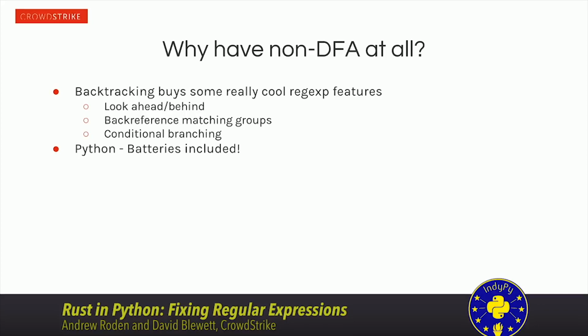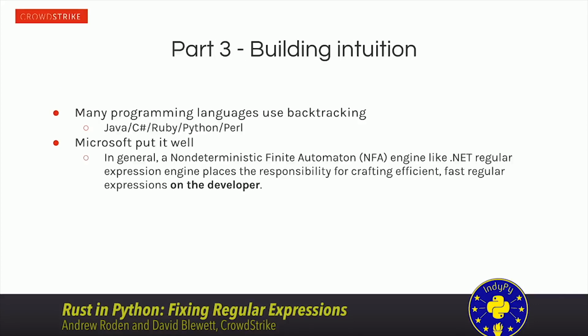This isn't new. This is like all programming languages, Java, C#, Ruby, etc. You get features like look ahead, look behind, back referencing, which is different than backtracking. Back referencing is the backslash number where you're referencing a previously defined group. Conditional branching, which we're not going to talk about. But you get the batteries.